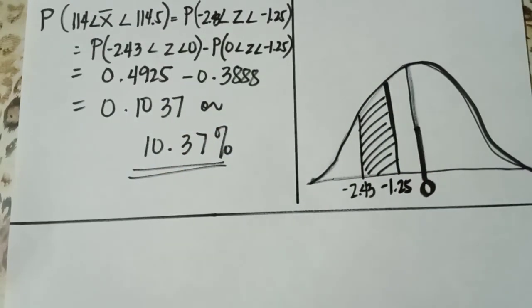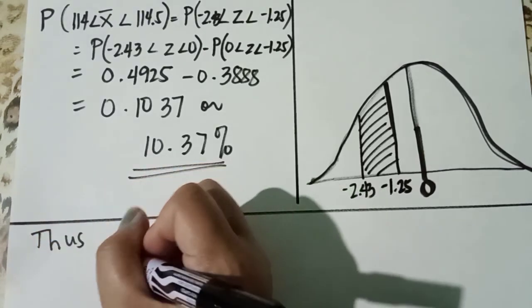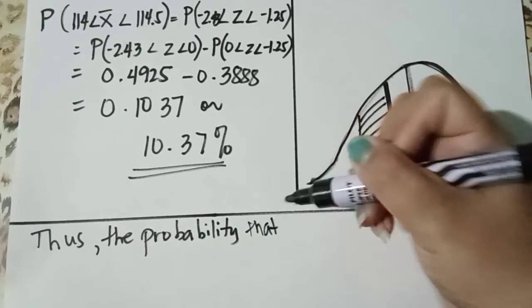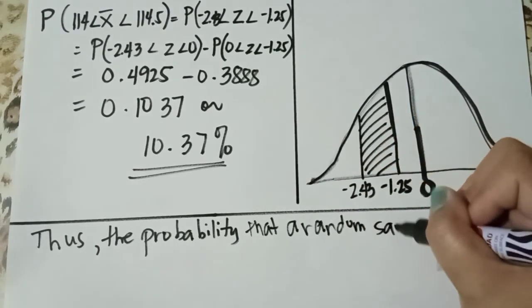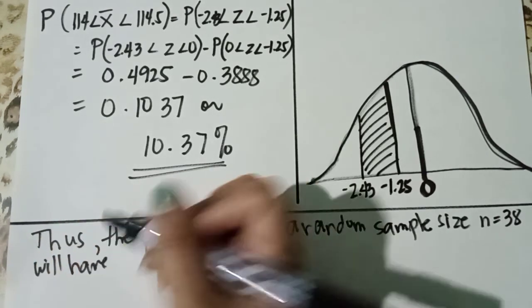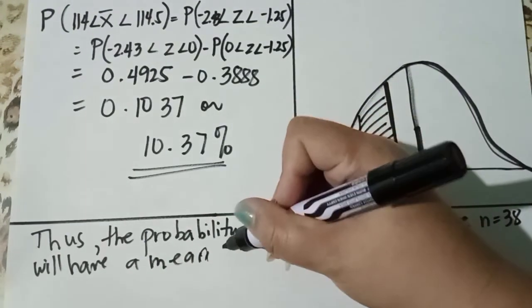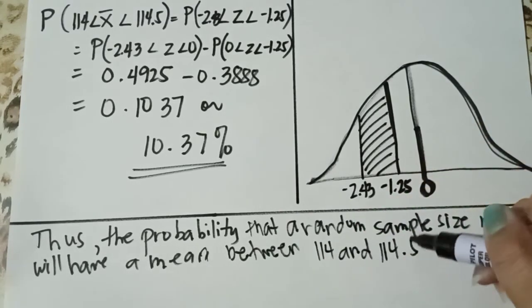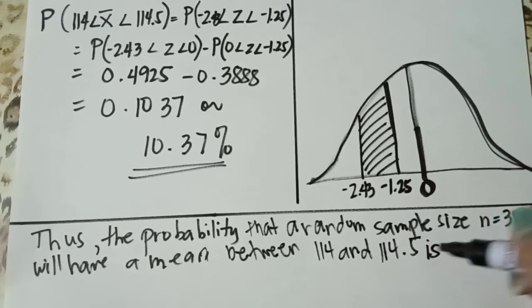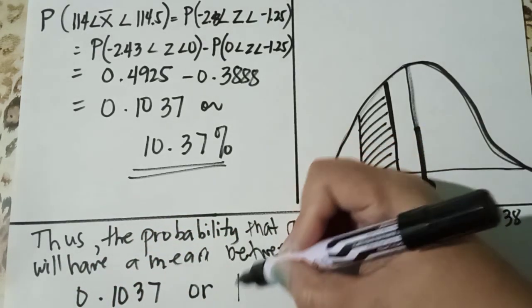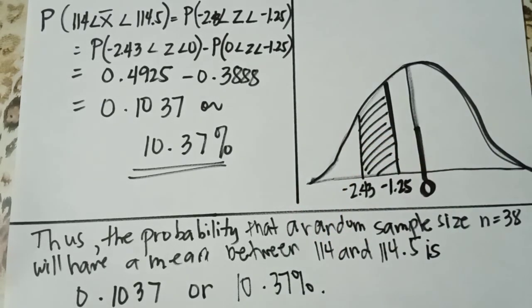So therefore, we can say, do not forget your final answer: the probability that a random sample of size n, our n as 38, will have a mean between our given 114 and 114.5 is 0.1037, or 10.37%. So that will be our final answer.